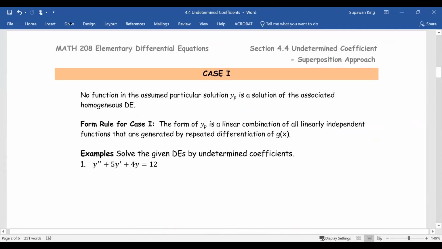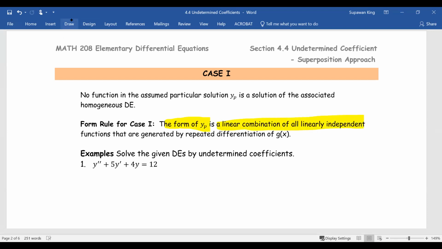For case 1, no function in the assumed particular solution yp is a solution of the associated homogeneous equation. So the rule for this case is that we form yp as the linear combination of all linearly independent functions that are generated by repeated differentiation of g(x).